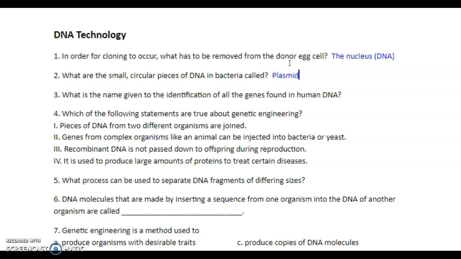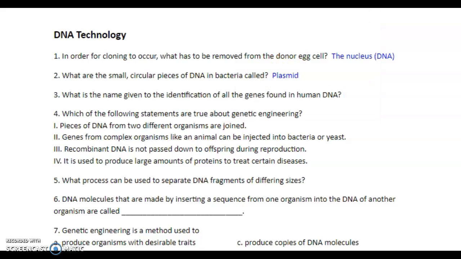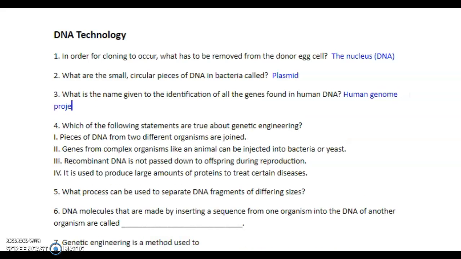Number 3. What is the name given to the identification of all genes found in the human DNA? Identification of all the genes is called the Human Genome Project. It was an effort to identify all of the genes in the human genome. And it was just recently completed.